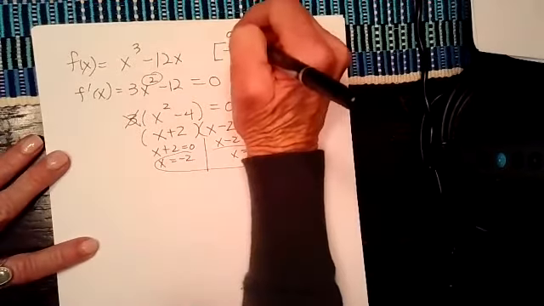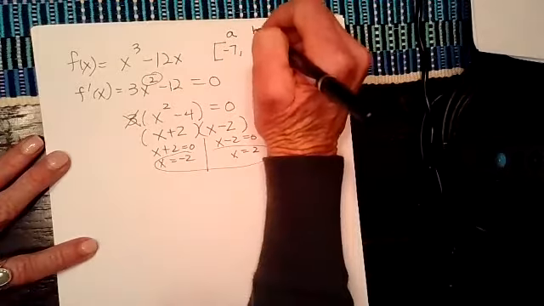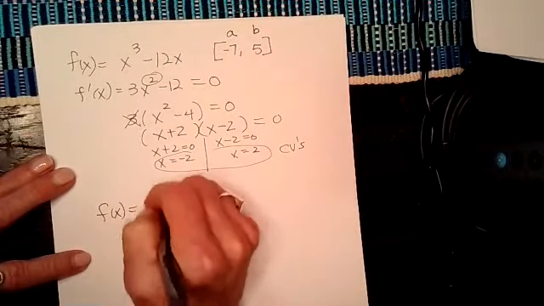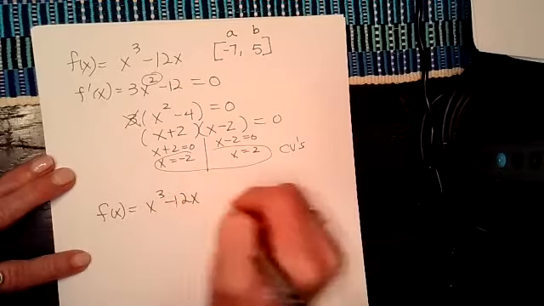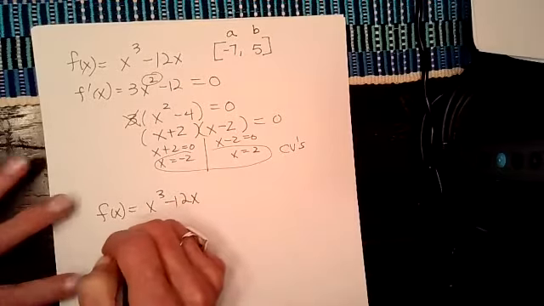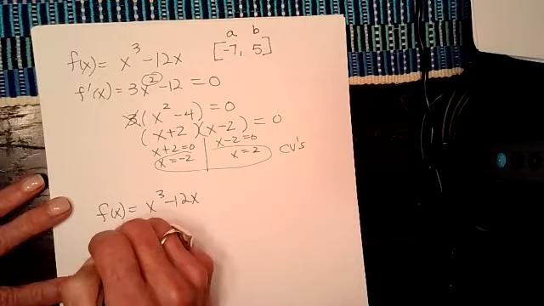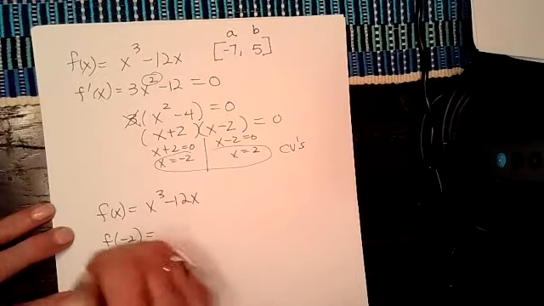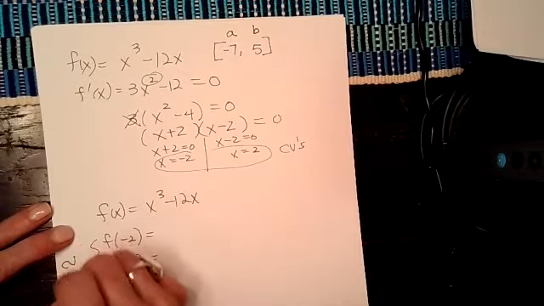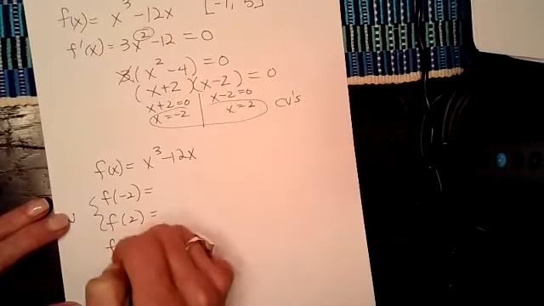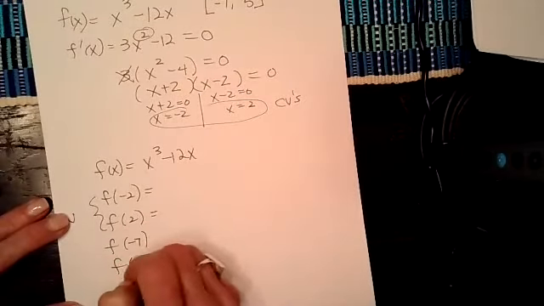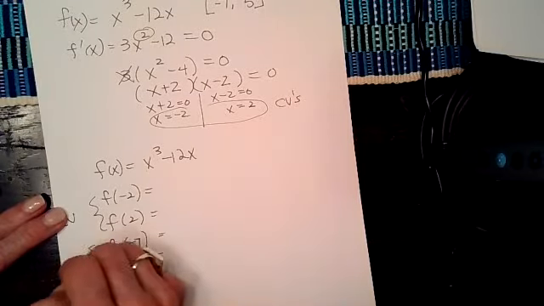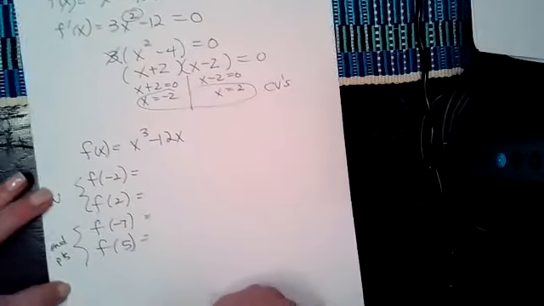And these are my endpoints, A and B. Okay, so I'm going to plug everything into my original function. I'm going to do f of my critical values, f of negative 2, f of 2. So these are my critical values going in. And then f of negative 7 and f of 5. And these are my A and my B, my endpoints. Okay, so I got a lot of stuff to plug in.